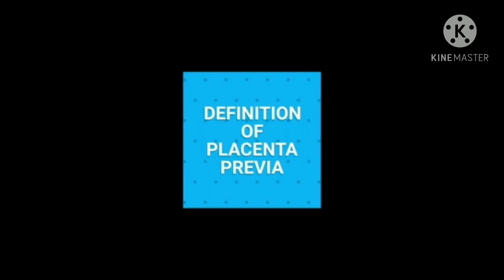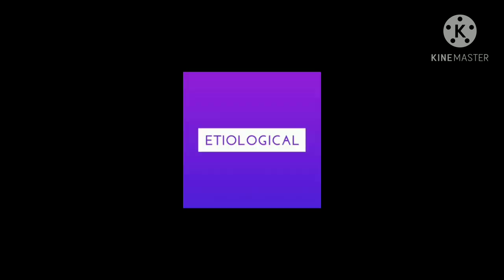Next, we will see the definition of placenta previa. If the placenta is implanted partially or completely over the lower uterine segment, then it is called placenta previa. I already told you that the placenta is situated in the upper uterine segment or side of the uterus, but due to some etiological or morphological factors, the placenta gets implanted partially or completely onto the lower uterine segment. It is called placenta previa. So this is the definition of the placenta previa.